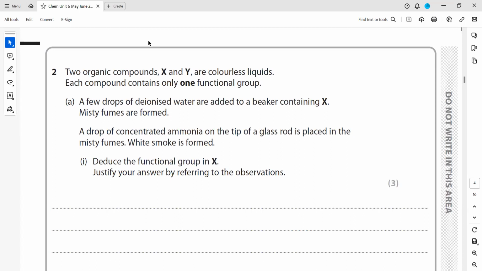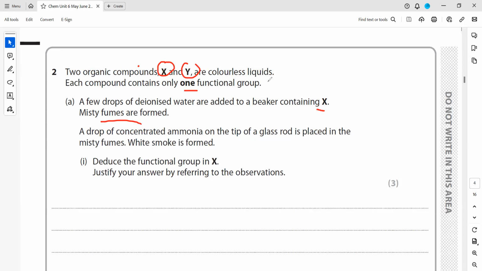In this question, two organic compounds are given. One is X, another one is Y. They're both colorless. Each compound contains only one functional group. A few drops of deionized water are added to a beaker containing X, and misty fumes are observed.